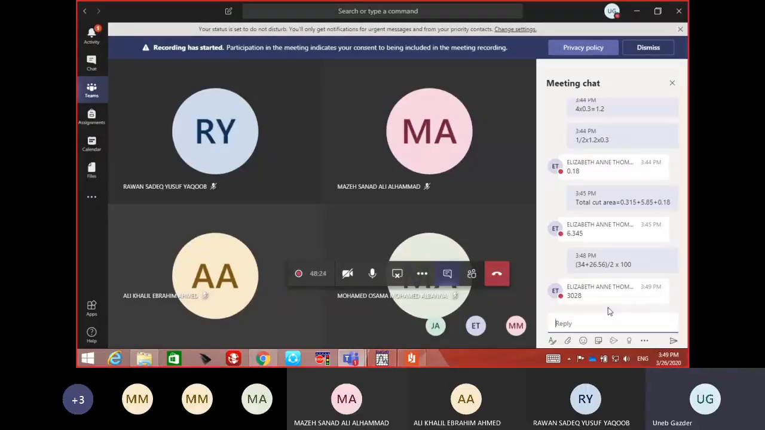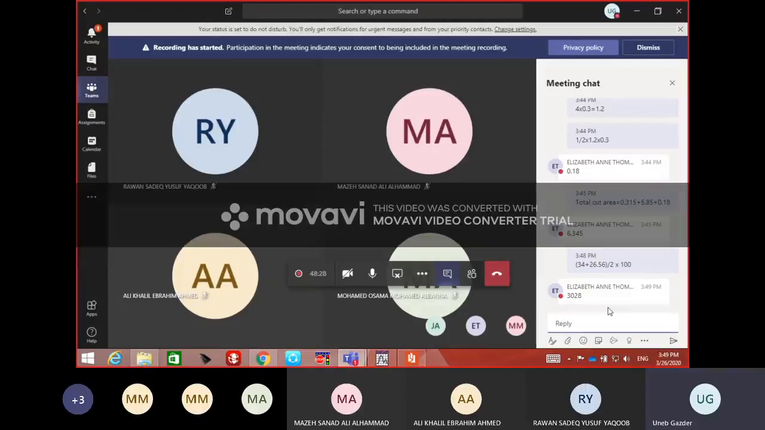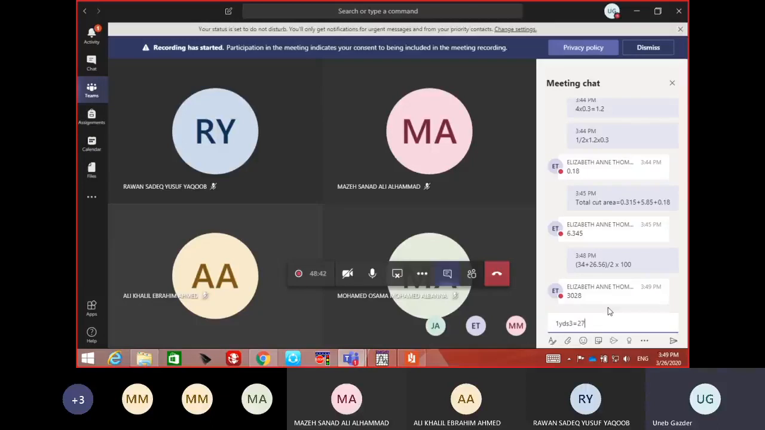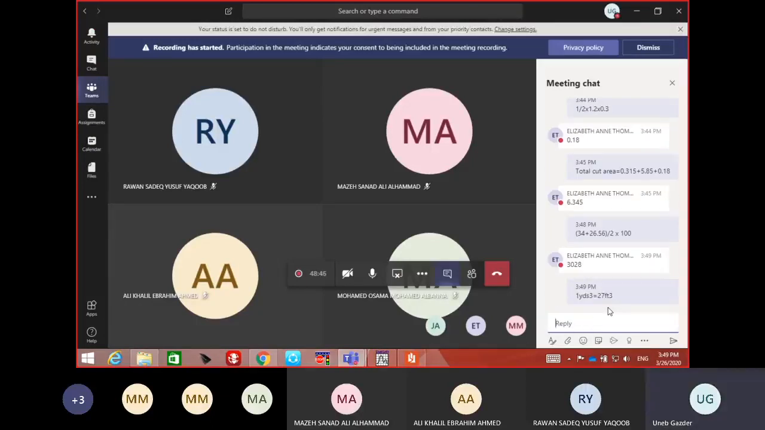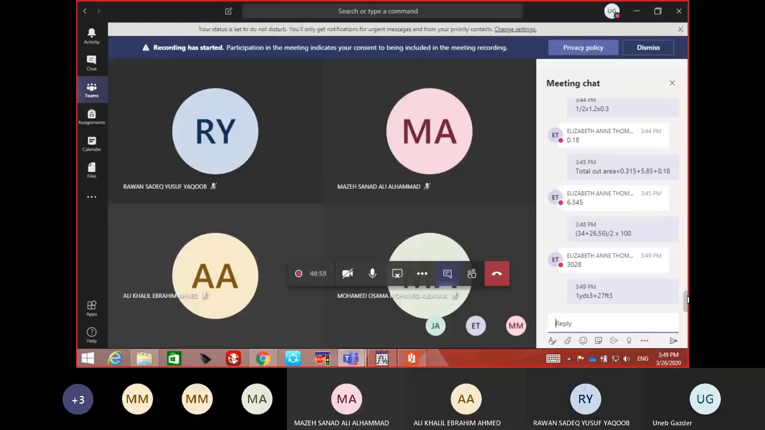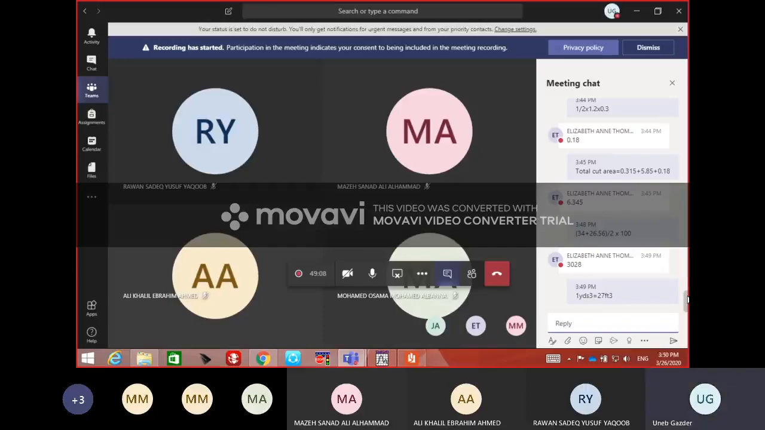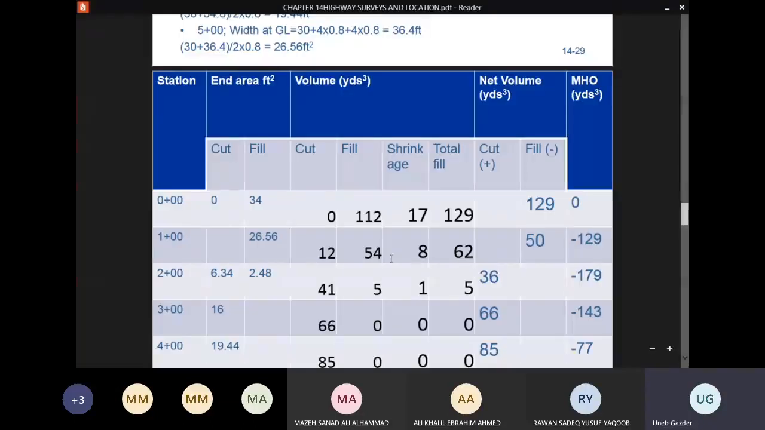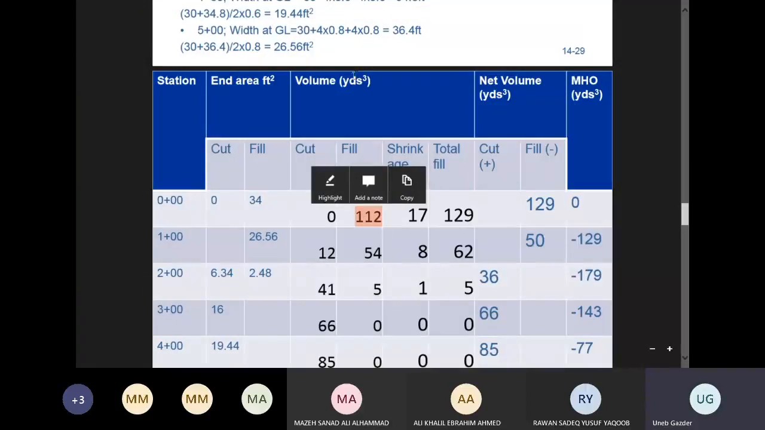But for the mass haul diagram, we either use cubic yards or cubic meters. If the quantities are given in cubic meters, we'll keep them as they are. But if the quantities are in cubic feet, we'll convert them to cubic yards. One cubic yard equals 27 cubic feet. So if this is cubic feet, then how much will it be in cubic yards? 3028 cubic feet equals how many cubic yards? So this is how I got this number, 112. This is after conversion. So you see this quantity is in cubic yards.